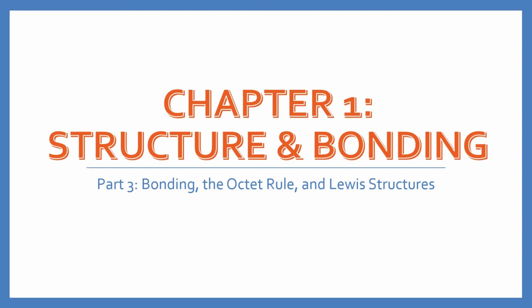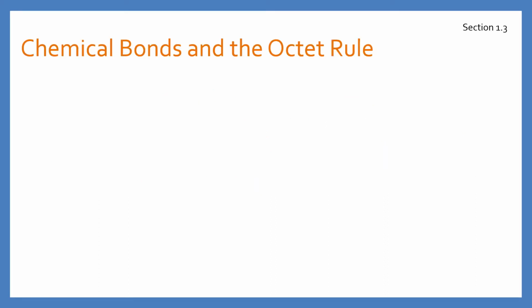Chapter 1, Part 3, Bonding, the Octet Rule, and Lewis Structures. Let's start with the nature of chemical bonds and the octet rule. So there are two main types of chemical bonds.